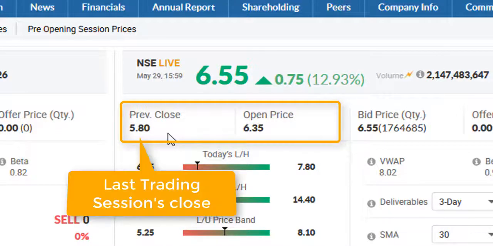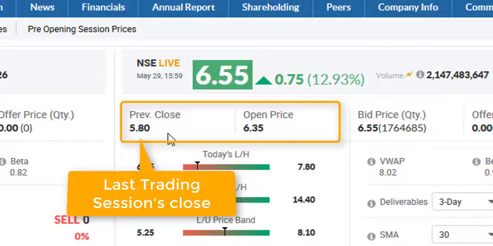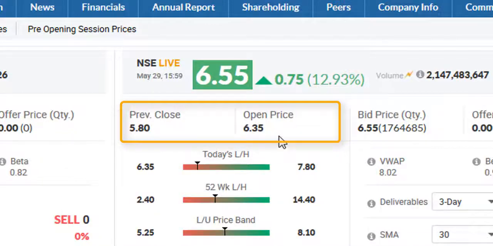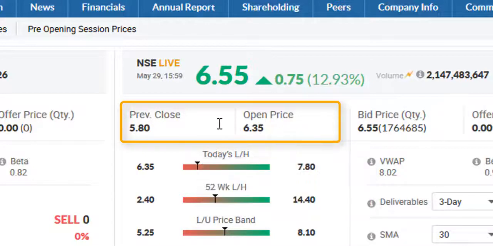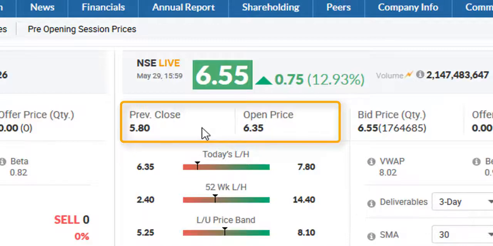Next, underneath you can see the previous close and the open price. The previous close is the price at which the market closed yesterday, 5.80. Today it opened at 6.35. Technically, what it closed at and what it opened at are really different, and there is a gap between them. That gap is something technical, so I'm going to cover it in the next video. You don't need to worry about it now.